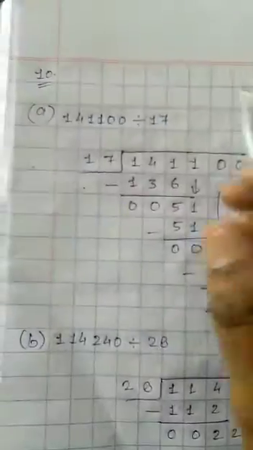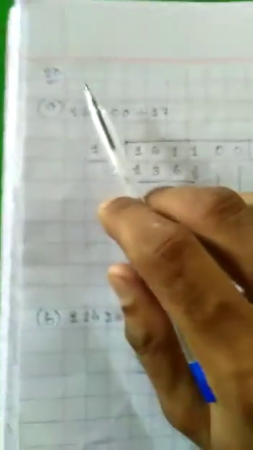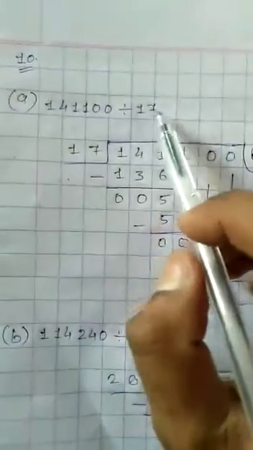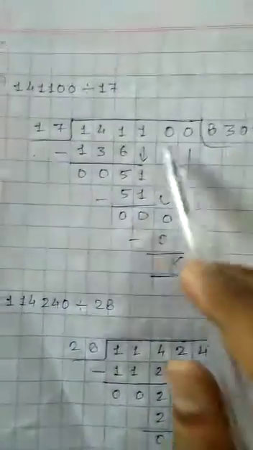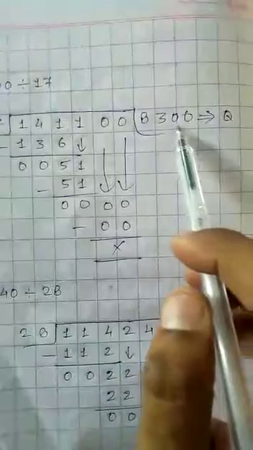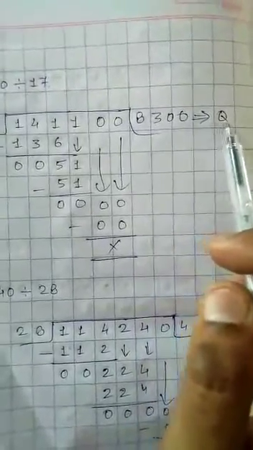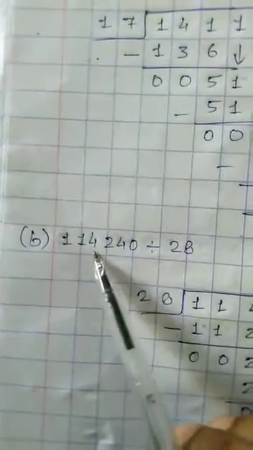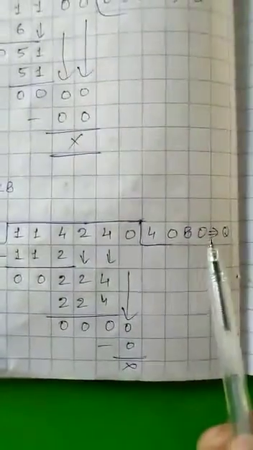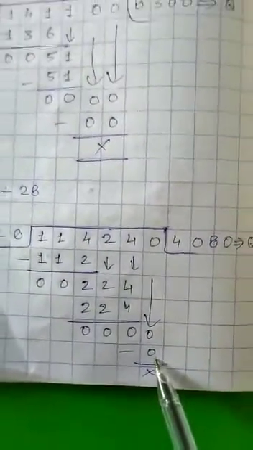So now students, we will continue the exercise from 10th question. So question number 10A, 1,41,100 divided by 17. So when we divided 1,41,100 by 17, it will be 8,300 as the quotient and there will be no remainder. Now question B, 1,14,240 divided by 28. So it will be 4,080 as the quotient and there will be no remainder.